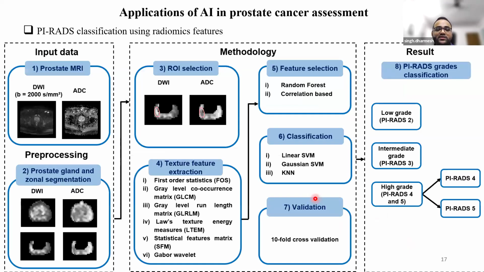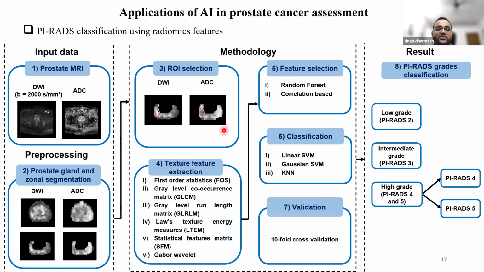The other application is prostate cancer classification, or PI-RADS score classification. We begin with prostate MRI acquisition. You can see diffusion weighted imaging, where ADC is highly sensitive to tissue changes in prostate cancer. Next, we perform prostate gland segmentation, and after that we move to ROI selection, identifying the suspicious region within the segmented prostate.